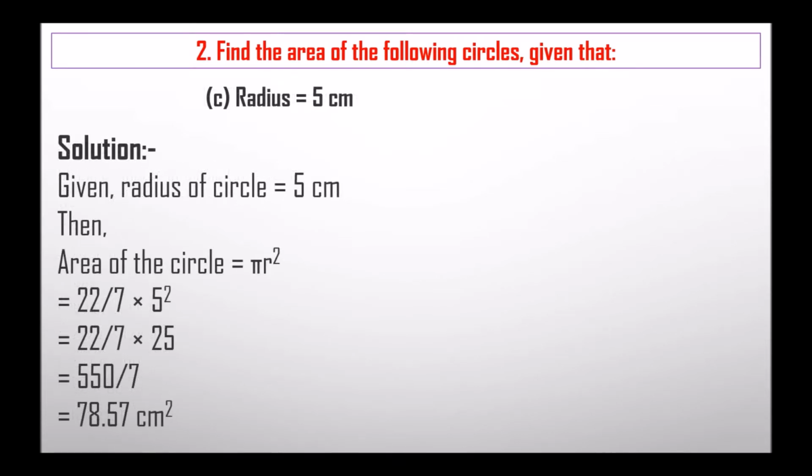Next, radius is given 5 centimeter. So area of circle equals to pi r square. So 22 upon 7 into 5 square. 22 upon 7 into 25. We can't cut 7 and 25. So 22 into 25, that is 550 upon 7. That is 78.57 centimeters square.